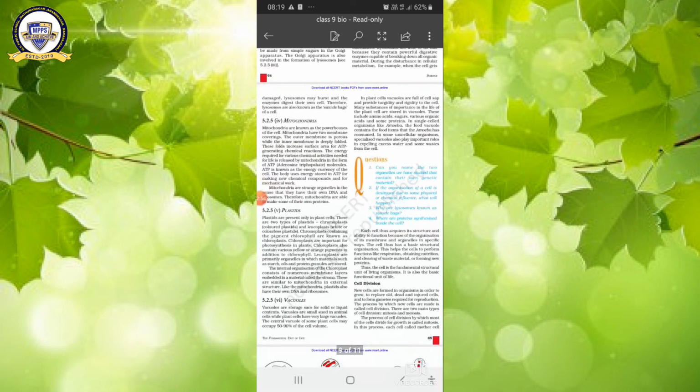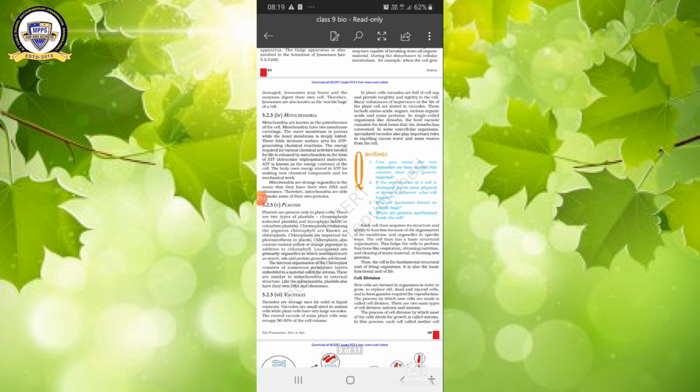In plant cells, vacuoles are full of cell sap and provide turgidity and rigidity to the cell. Many substances of importance in the life of the plant cell are stored in vacuoles. These include amino acids, sugars, various organic acids, and some proteins.